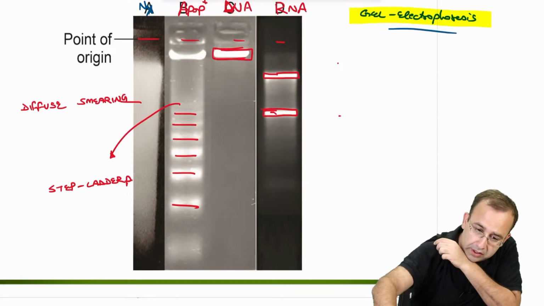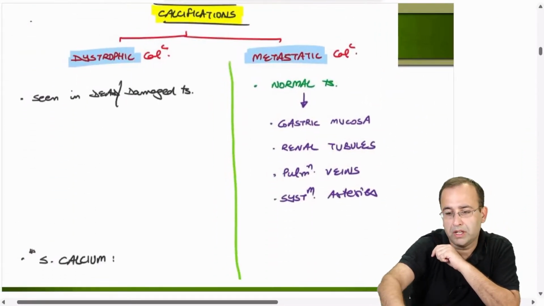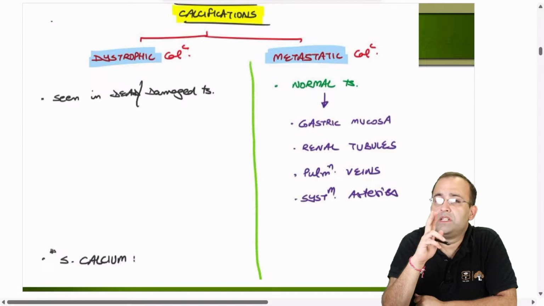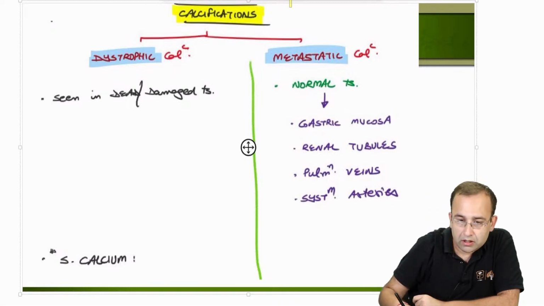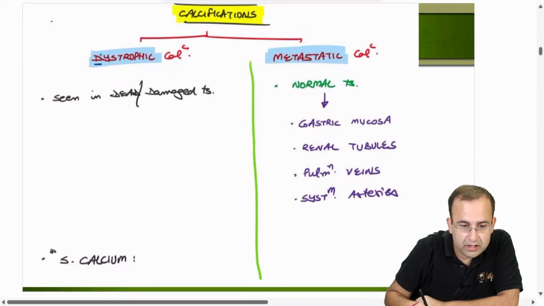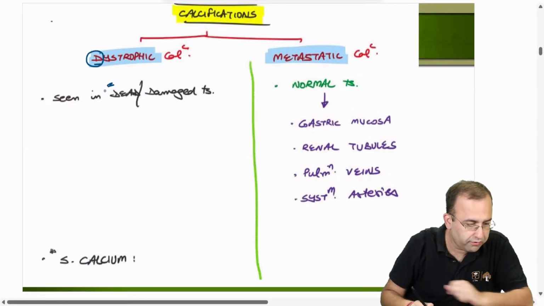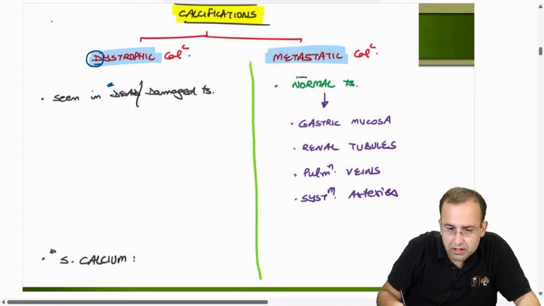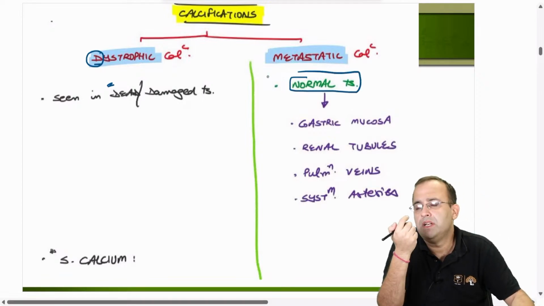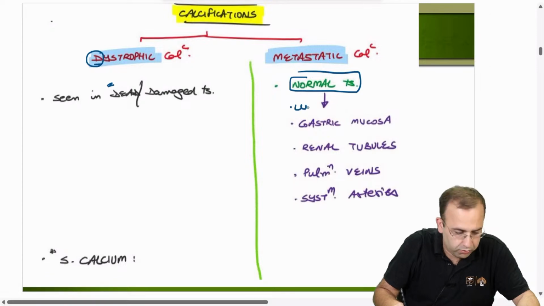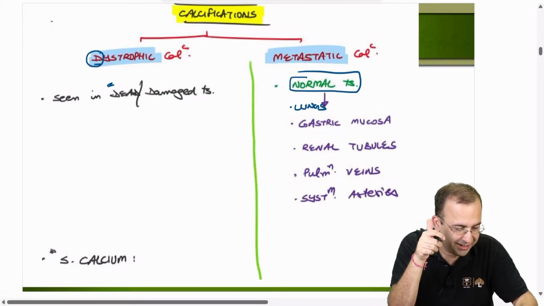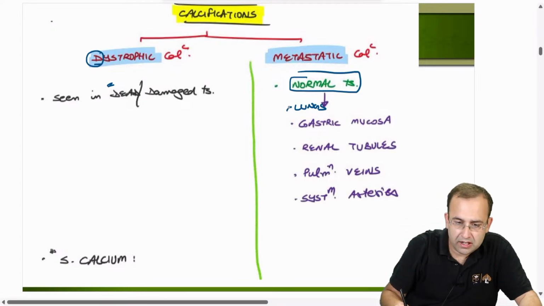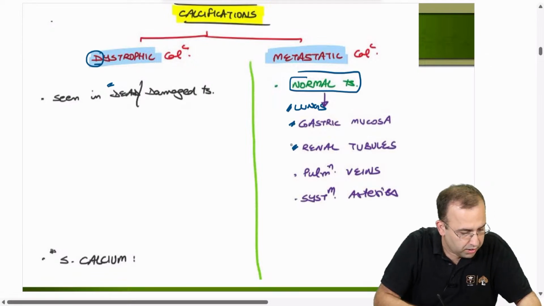Next point. This gets us to our next commonly asked topic in the INI exam, that is calcifications. They are of 2 types, dystrophic versus metastatic. Look, D for dystrophic, D for dead or damaged tissue. So dystrophic calcification is seen in dead or damaged tissue versus metastatic, which is seen in normal tissues. The most common site being lungs, followed by stomach and kidney. So 3 main sites: lungs, stomach in the gastric mucosa, kidney in the renal tubules.